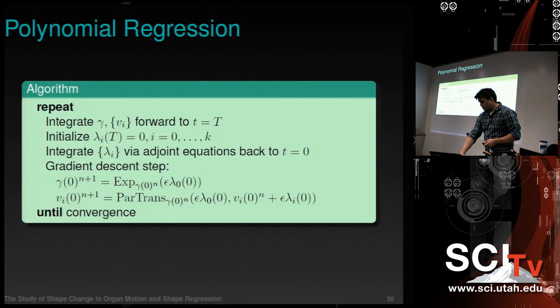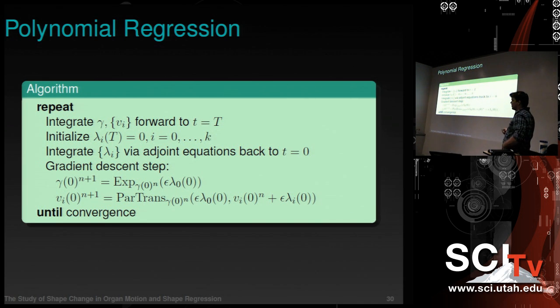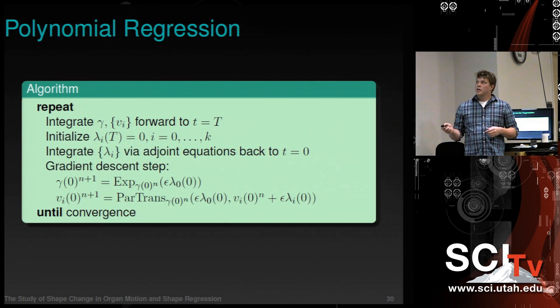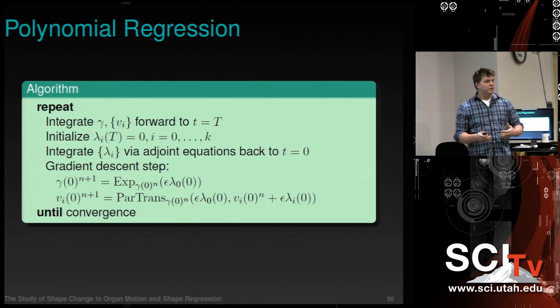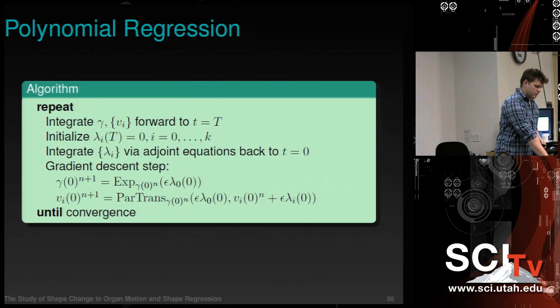And so, to repeat, our algorithm will be to integrate the forward equation given our current estimate of initial conditions, initialize our Lagrange multipliers, our adjoint variables, to 0, integrate backwards in time back to t equals 0, and then take a gradient descent step. And this exponential map and parallel translation is a natural way to take small steps on a manifold, and that's how we're going to update our initial conditions.